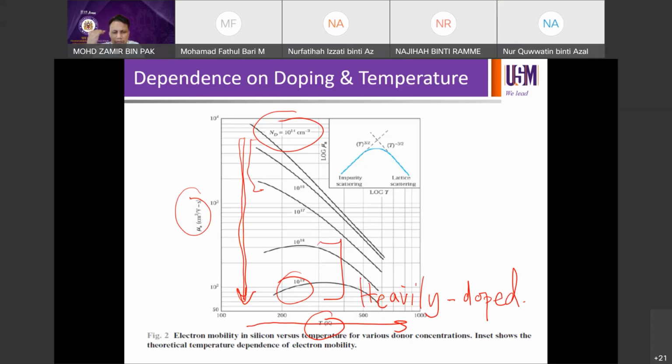It starts to decrease. For example, if you look at 10 to the 18, you can see a peak at somewhere about 300 or 250 Kelvin, perhaps 240 to 250 Kelvin, okay? And the peak for 19 is a bit different, it's shifted to the right. And then it goes down as you increase the temperature, just like what you see on the low doping level case, the top 3, for example.